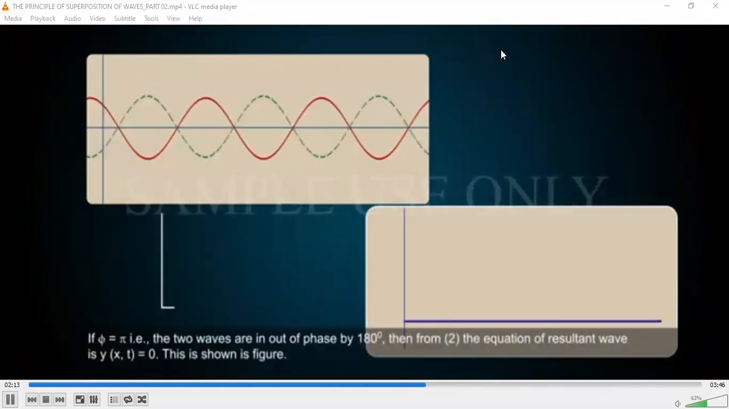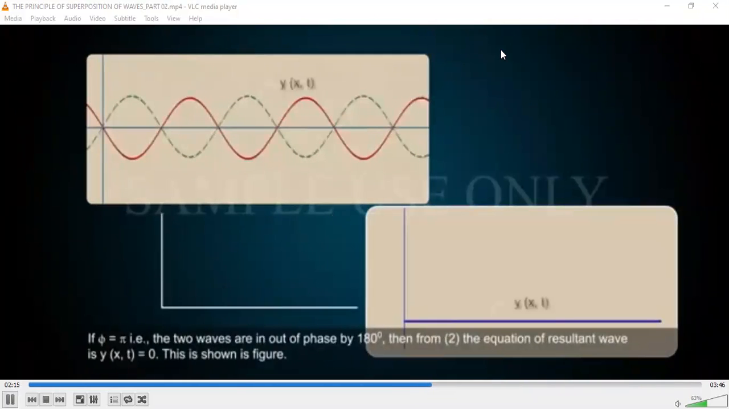If phi equals pi, that is, the two waves are out of phase by 180 degrees, then from equation 2, the equation of the resultant wave is y of x, t equals 0. This is shown in the figure.